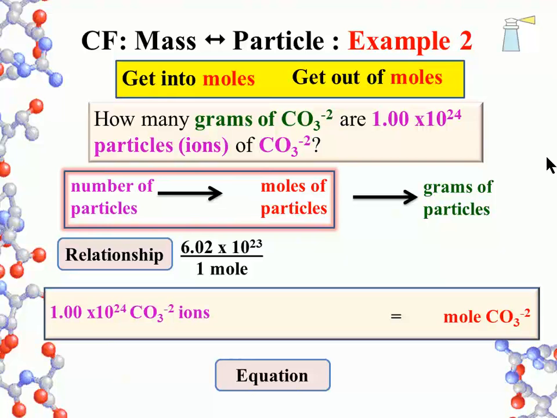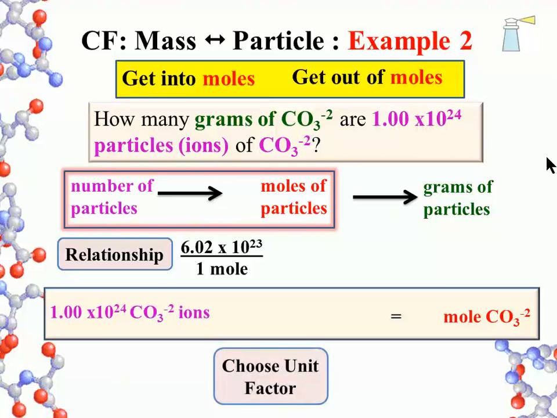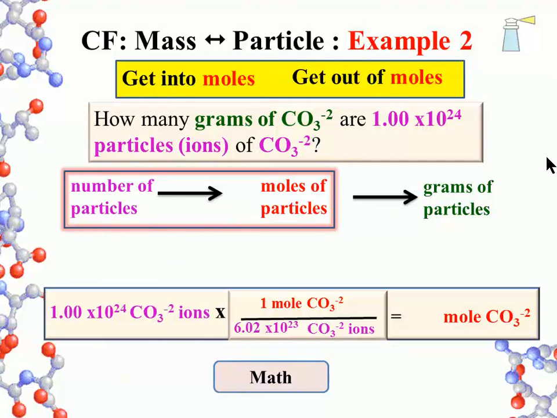The single most important factor in getting the problem right is the correct assignment of units. Choosing a unit factor has us using the relationship with an orientation that cancels out the given units of particles of ions. That is 1 mole of carbonate ions over 6.02 times 10 to the 23rd carbonate ions. In the math step, the correct orientation of the unit factor is verified with the canceling out of units.